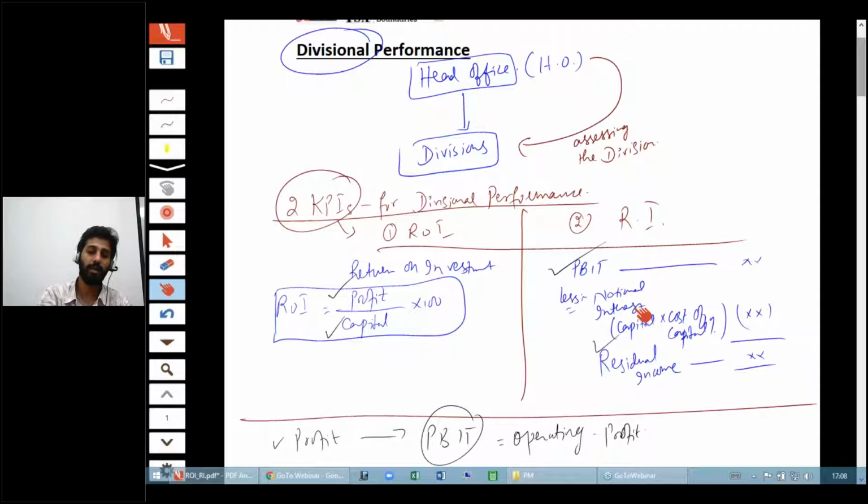Head office is assessing the performance of the division, and there are two important KPIs. Notional interest is actually capital multiplied by cost of capital. Every capital has its attached cost, whether I have borrowed the money from someone, or whether this is my own money, my own capital, and there is the opportunity cost attached. It quite may be possible that I can invest it elsewhere.